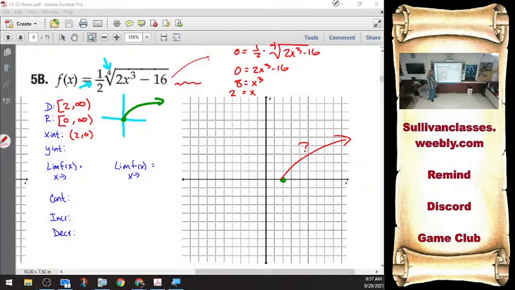Okay. Y-intercept? It never hit the y-axis. Well, I know as we head off to infinity, my limit is infinity. Do we remember what to do on the left side? As I approach 2 from the right side, it approaches 0. As I approach 2 from the right side.